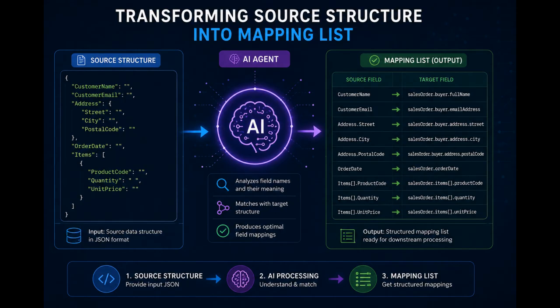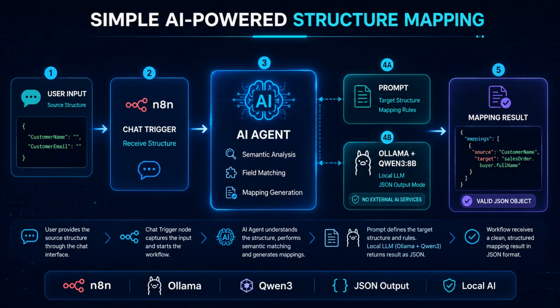In this video, I'll show how I built an AI-powered structure mapping solution using n8n, Ollama, and a local large language model. We'll start with the simplest possible implementation, a single AI agent that receives source and target structures and generates mappings automatically. First, I create a new chat-based workflow.